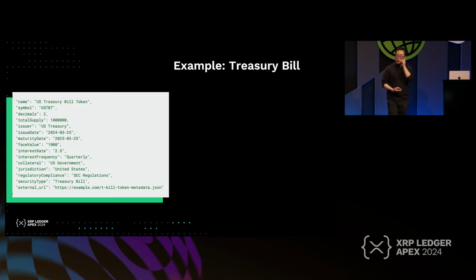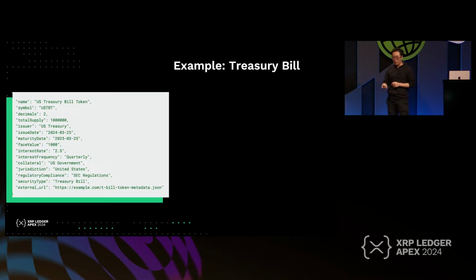So now let's take a look at an example of issuing a US Treasury bill. On the side, it shows an example of what the metadata could look like. And as you see, it stores a lot of the relevant information, such as the name of the bill, total supply, face value, etc. And we will be using this example throughout the presentation.